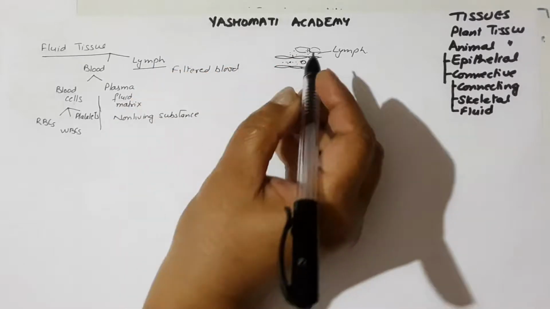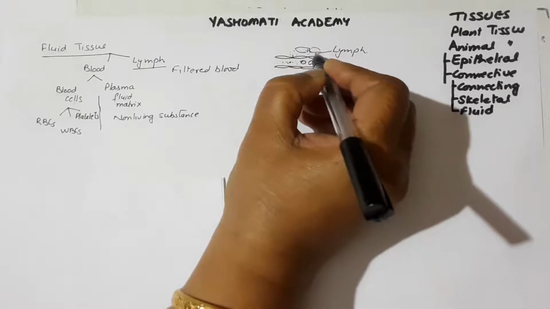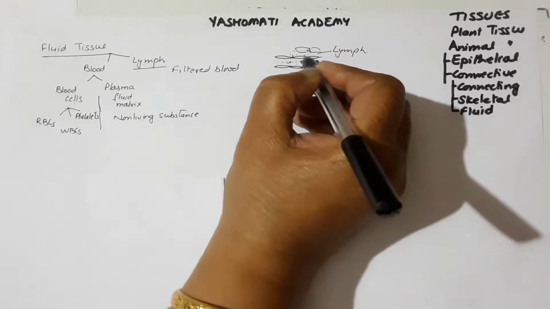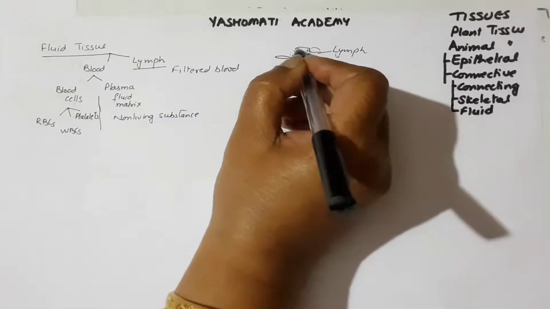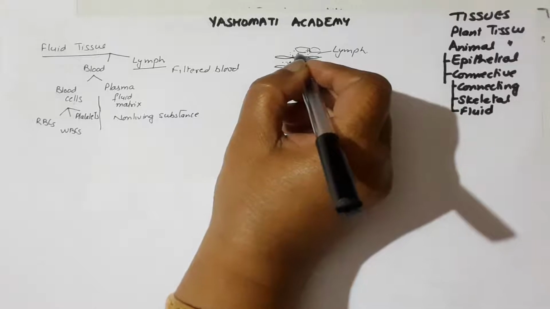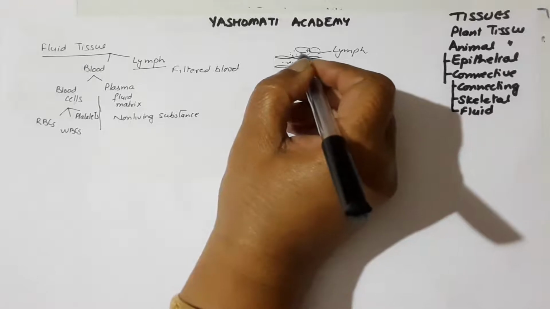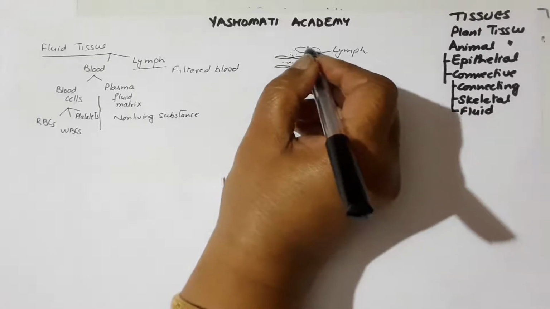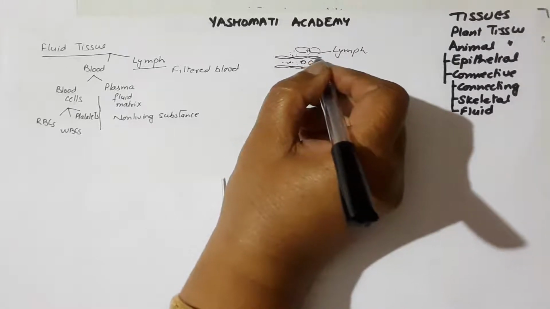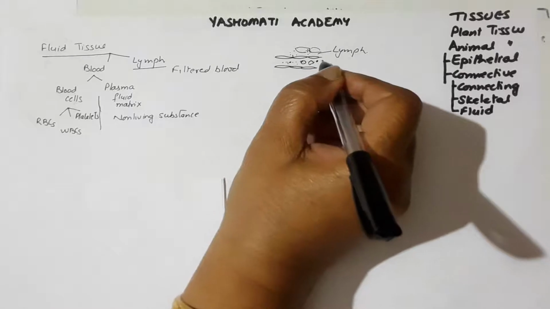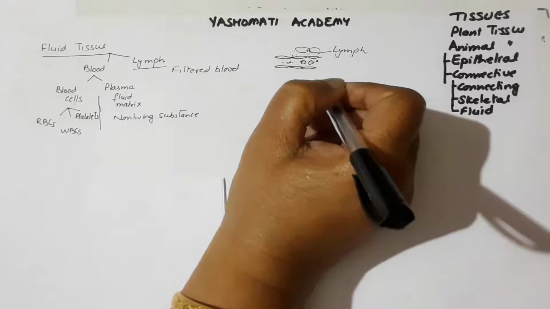The function of lymph is that this lymph, which is present in the interstitial space, or the space between tissue and the capillary, can dissolve the respiratory gases in it, and it can enter into the blood capillary and thus help in taking the respiratory gases from the tissues to the blood. And because it has WBCs, it can also help in protecting the body against infections.